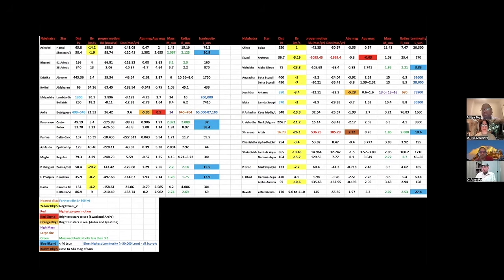And the last point was that Shravana has the closest properties to our sun, and that's why maybe the deity is Vishnu. I don't know.